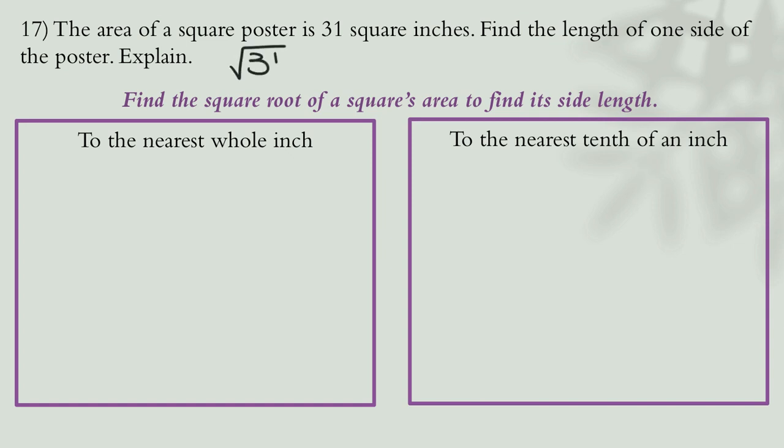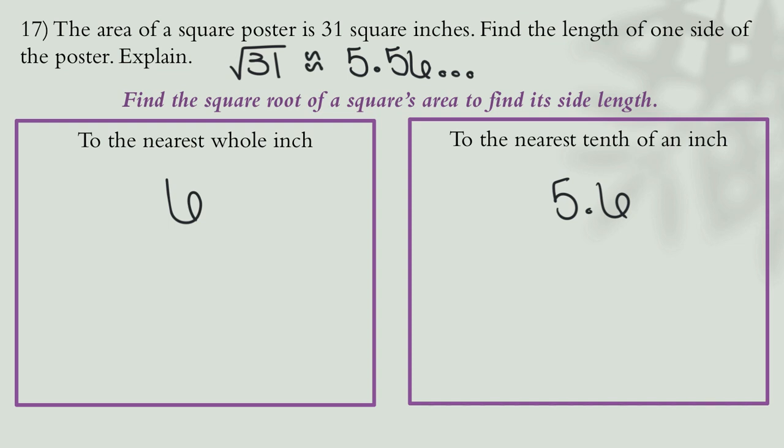So the square root of 31 is about how much, Ontario? 5.56. Okay. What would this round to the nearest whole inch? Audrey? 6. Clara, to the nearest tenth of an inch? 5.6. Very good.